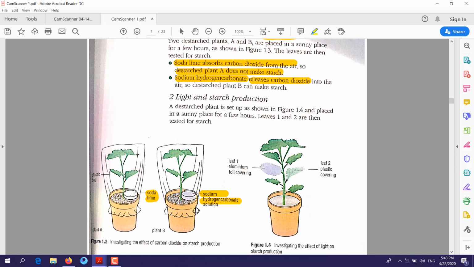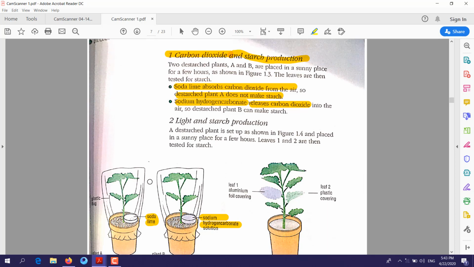So, when it releases carbon dioxide, that means this plant is able to go through photosynthesis. When the plant is able to go through photosynthesis, of course, it will make glucose, make the food, and the cells will start growing, making new cells, and the plant will keep growing. This is the first way to investigate photosynthesis.